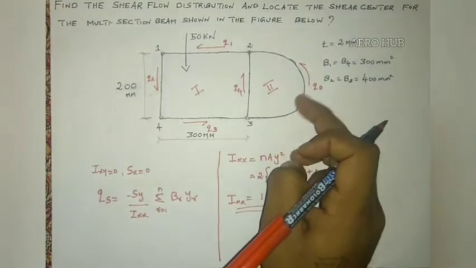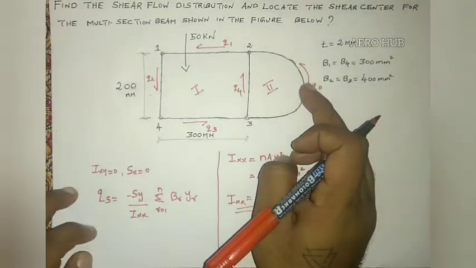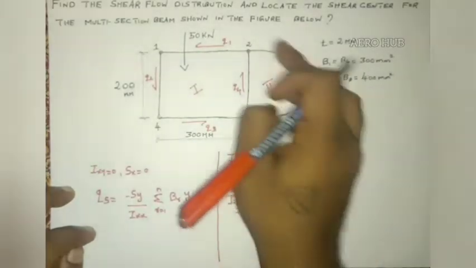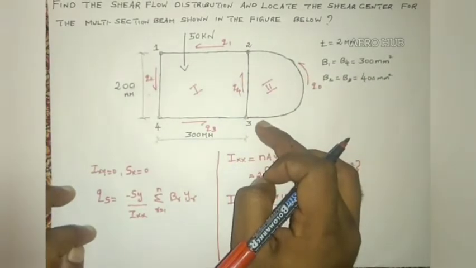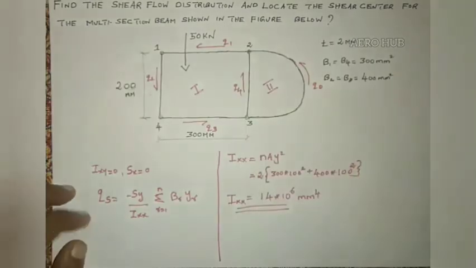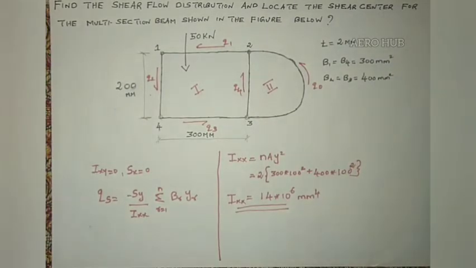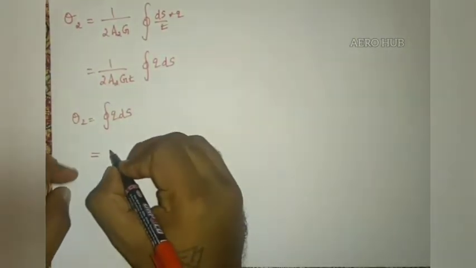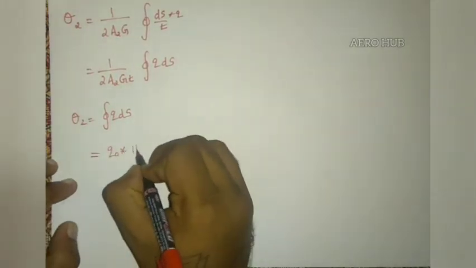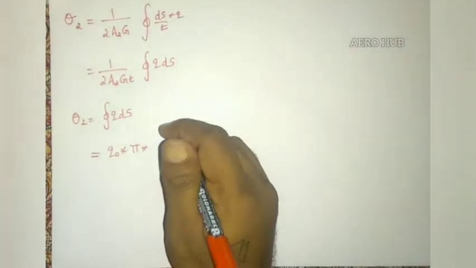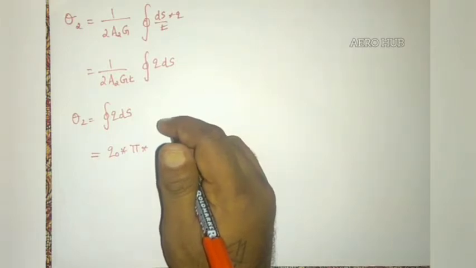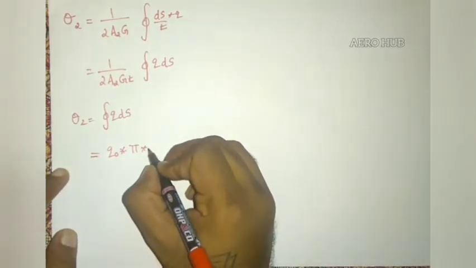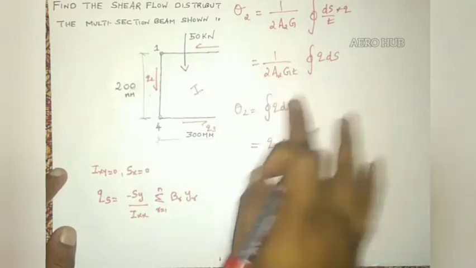As you can see here, we have a shear flow Q naught in the curved web, which is acting on this curved web 2, 3, and the distance will be circumference by 2. Okay, 2 pi r is a circumference, so it will be pi into r. The length will be Q naught into the length ds. 2 pi r is the circumference, the perimeter of a circle. 2 pi r by 2 will be pi r. So the length will be pi and the radius is, this is 200, so that will be 100.